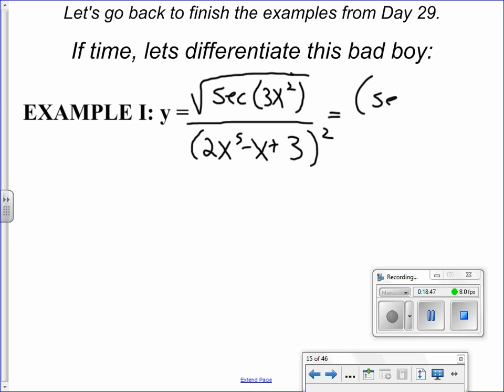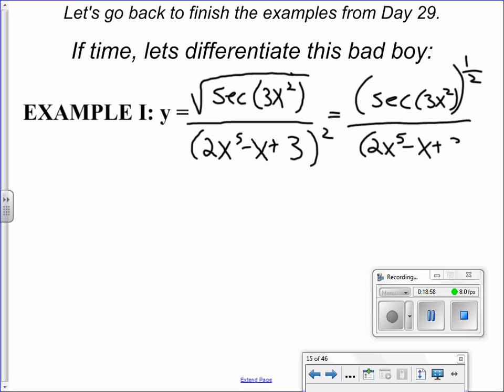Yeah. So we're going to take secant of 3x squared all to the half. The denominator is lovely. Nothing wrong with that denominator. Okay. Now we're ready.